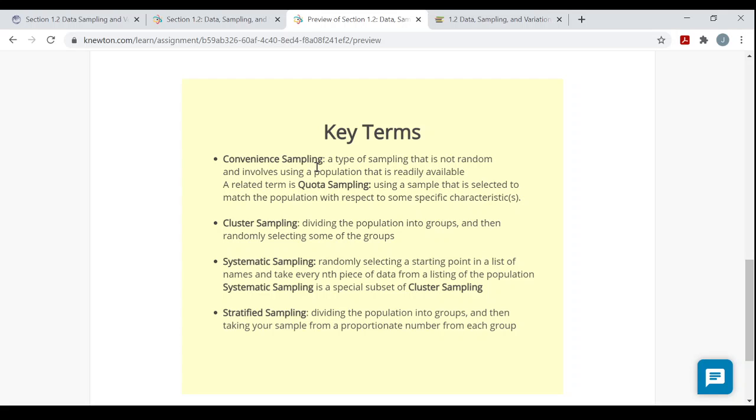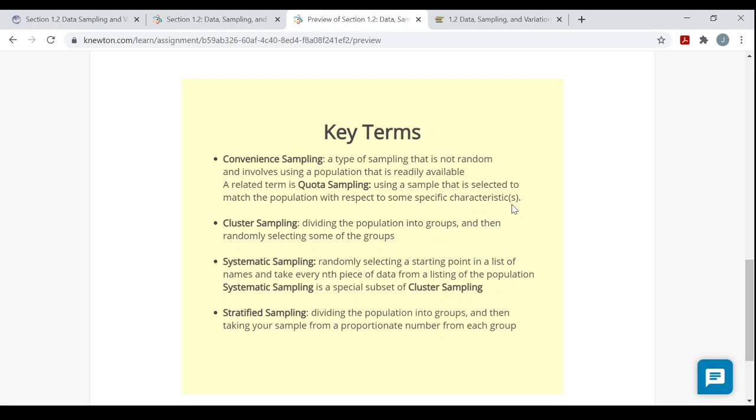Convenience sampling. This is a type of sampling that is not random. And if it's not random, that's not a good thing. You want your sampling to be random so that your sample has a better chance of being representative of the population as a whole. So convenience sampling is a type of sampling that's not random and involves using a population that is readily available. A related term is quota sampling, using a sample that is selected to match the population with respect to some specific characteristic.